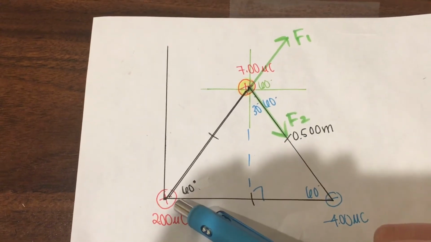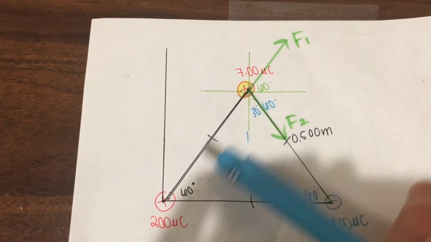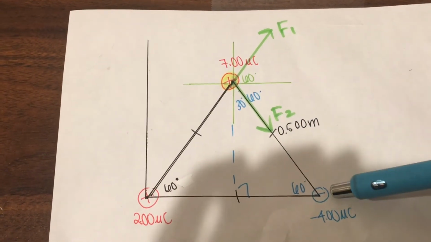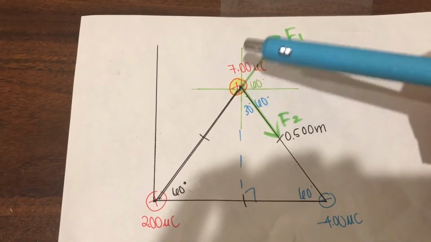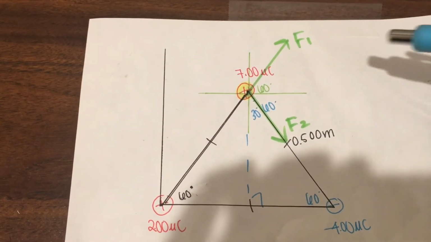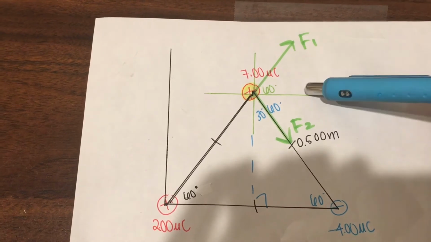Because this charge is positive and this charge is positive, they're going to repel and the force will be in this direction, and I labeled that force 1. And because this charge is negative and this charge is positive, they're going to attract, and I labeled that force 2. For this problem, what's really important are the x and y components of force 1 and force 2.